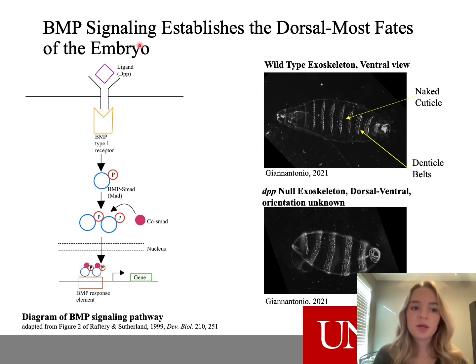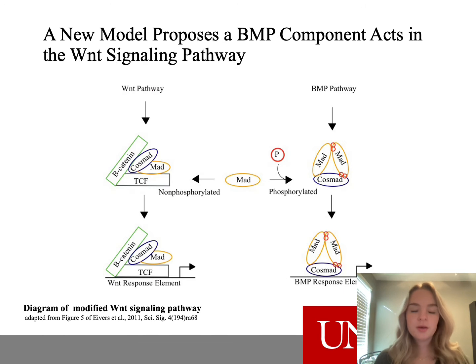So BMP begins with the ligand DPP, binding to a receptor, activating the cytoplasmic components, which is the protein MAD, to enter the nucleus and bind to the BMP response element. So the MAD complex is going to activate that genetic response of only keeping the denticle belts in the ventral portion of the embryo.